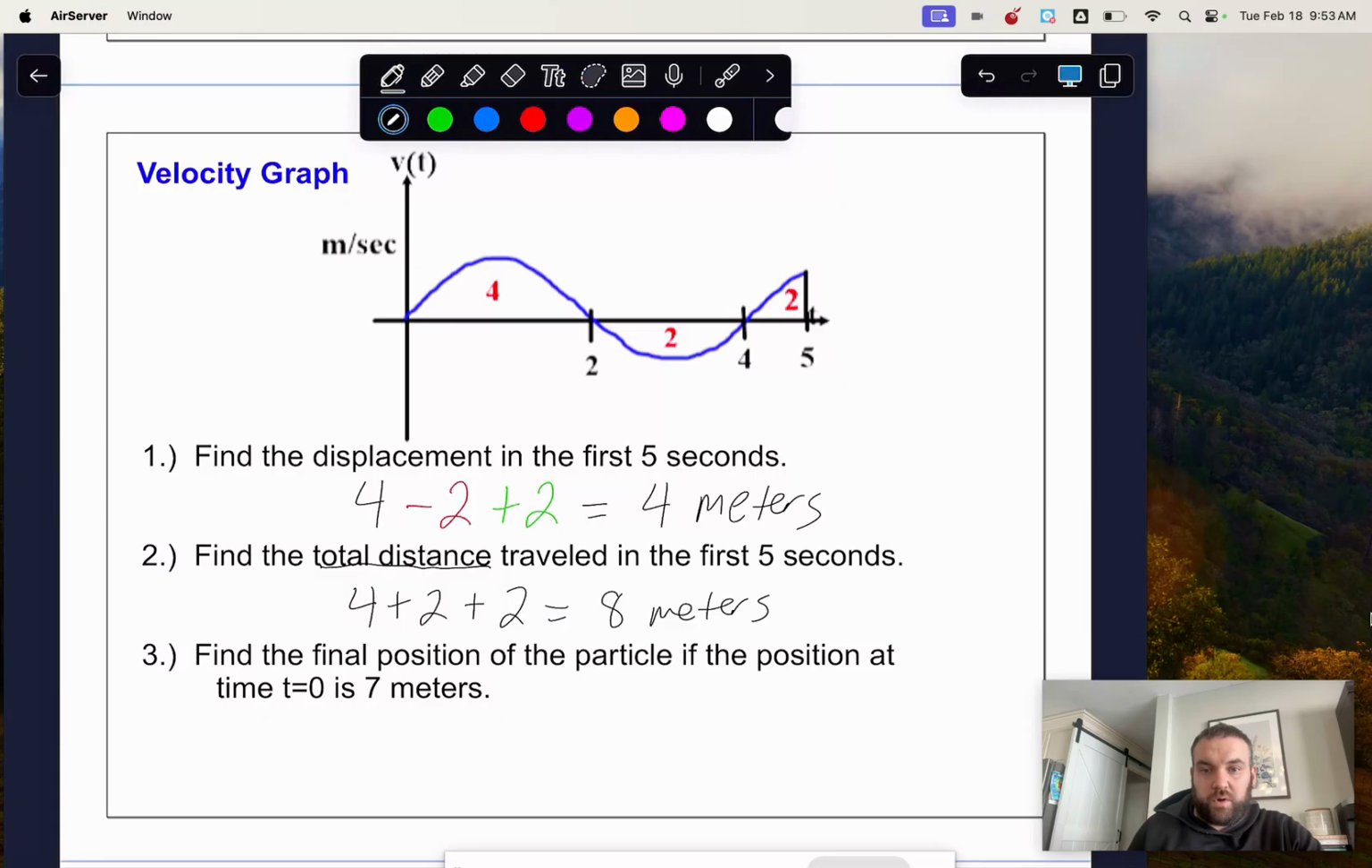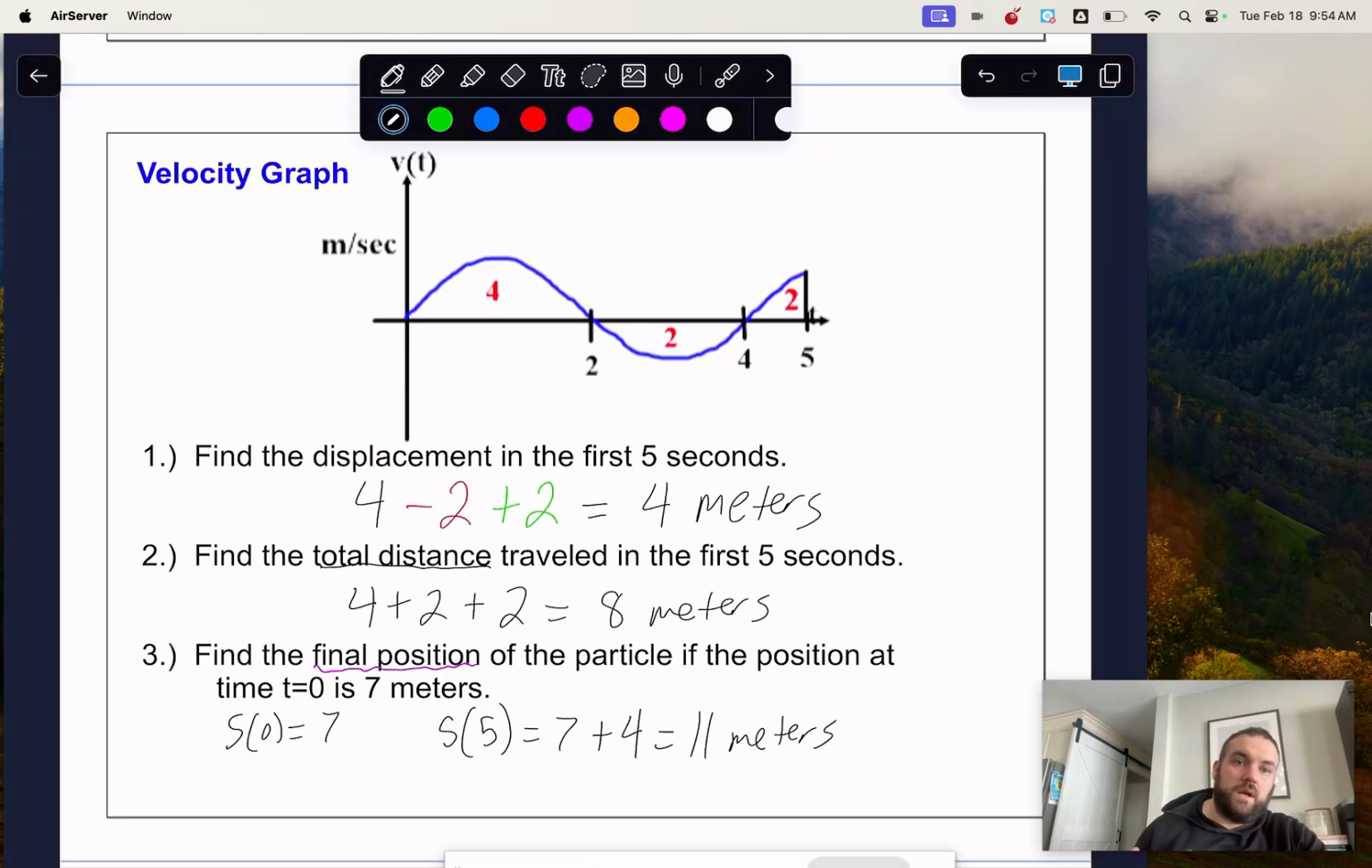Find the final position of the particle if the position at time t equals 0 is 7 meters. So if I'm looking for the final position, that's basically asking, take the displacement in those first 5 seconds. And it's telling me that when t equals 0, the position at time 0 is equal to 7. The total displacement over the first 5 seconds we already found is 4. So the final position, the position at time 5, would equal 7 plus 4, or 11. 11 meters would be the final position after 5 seconds of this particle.